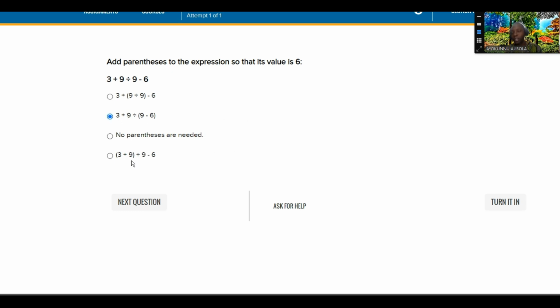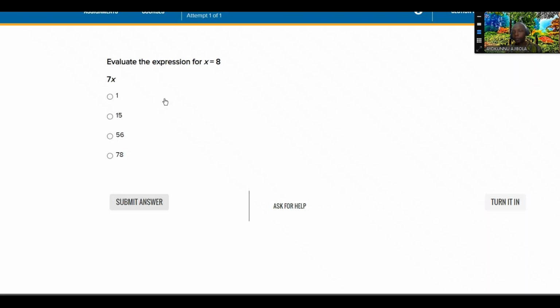Okay. Well, let's check the last one just to be sure. 3 plus 9 is 12, and 12 is not even divisible by 9, so let alone want to subtract 6 and get 6. So that's the correct option.